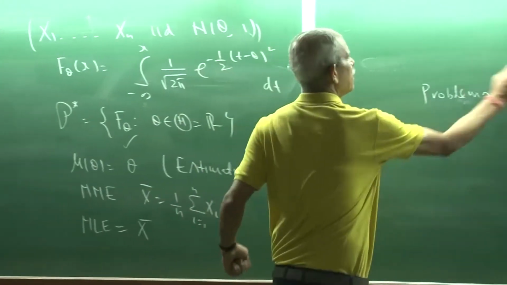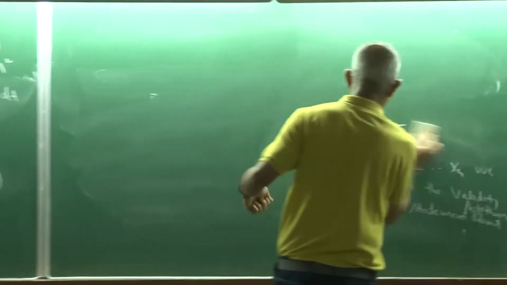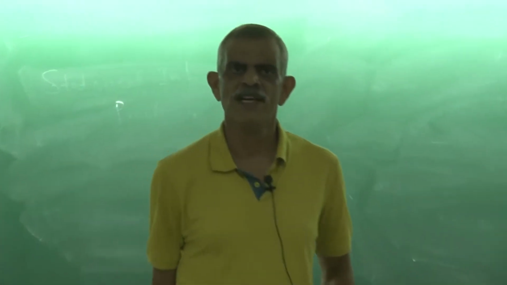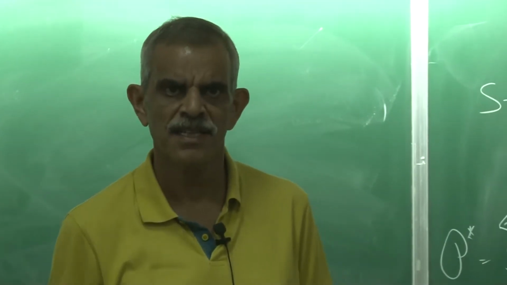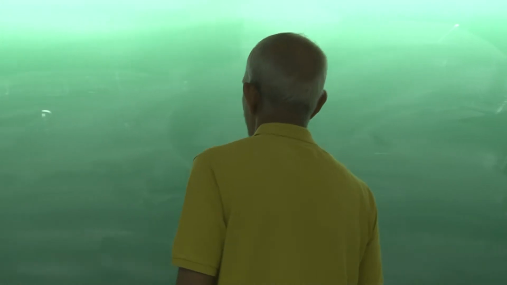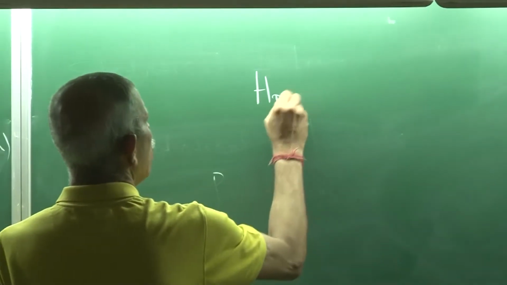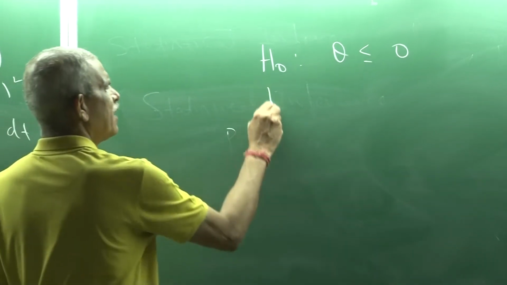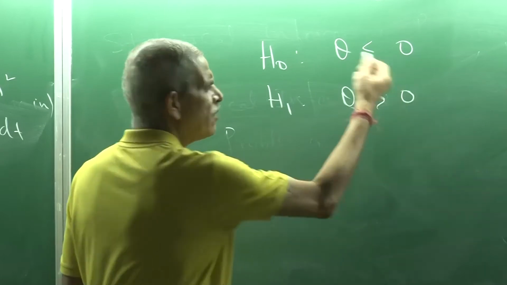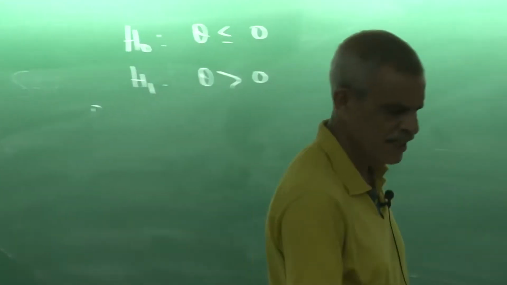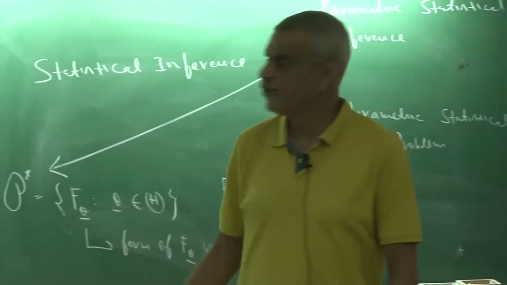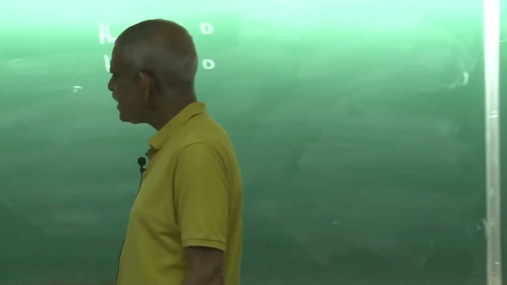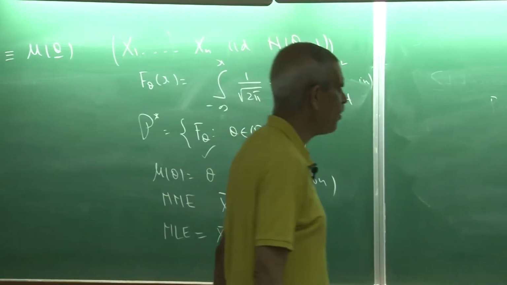Let us look at the testing part. Now, in the testing part, what you know is you are interested in testing the validity of a statement against an alternative statement. So, for example, you may be interested in testing H naught: theta less than or equal to 0 against the alternative that theta greater than 0. So this is all you did in your first course. And then using the Neyman-Pearson lemma, you knew how to test this in an optimal manner. So this is the situation of a parametric statistical inference problem.